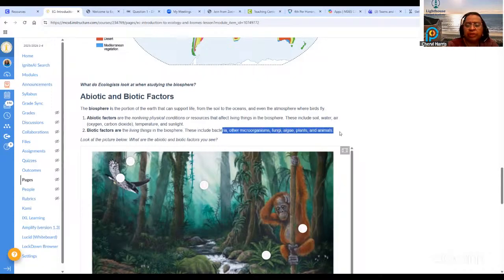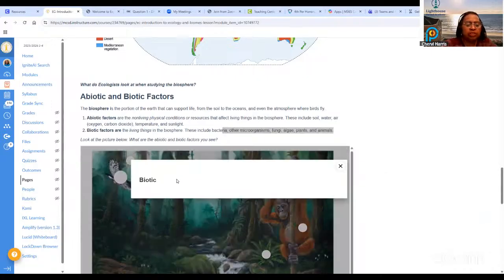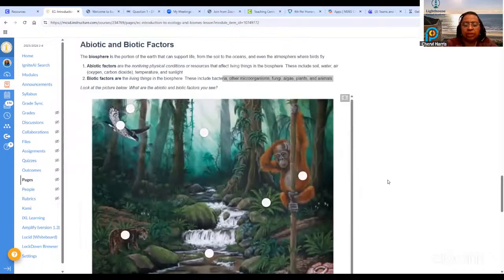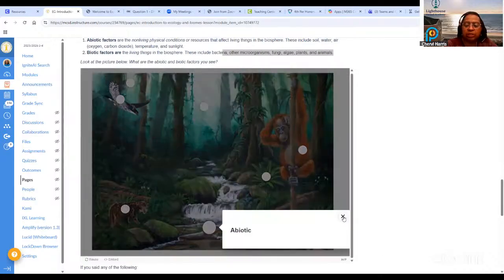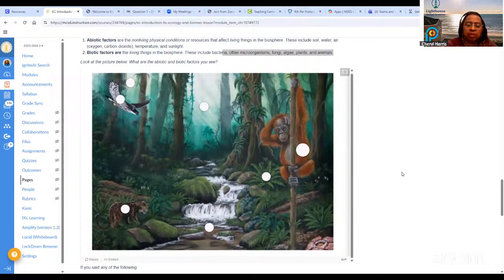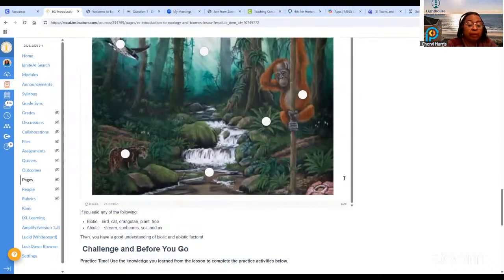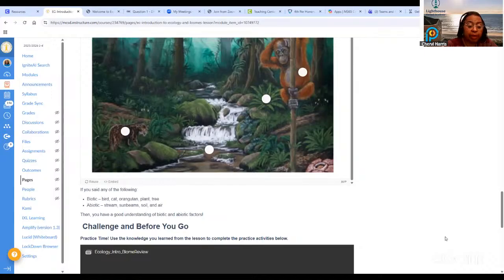So if it's living, if it's an organism, and you have to remember too, plants are organisms. Microorganisms, bacteria, all of those things are living things. Algae, all of that is living. They could give you a picture like this and ask you, what does the water in the picture represent? What does the monkey represent? That's an orangutan. And they give you the answers to this here in the box.